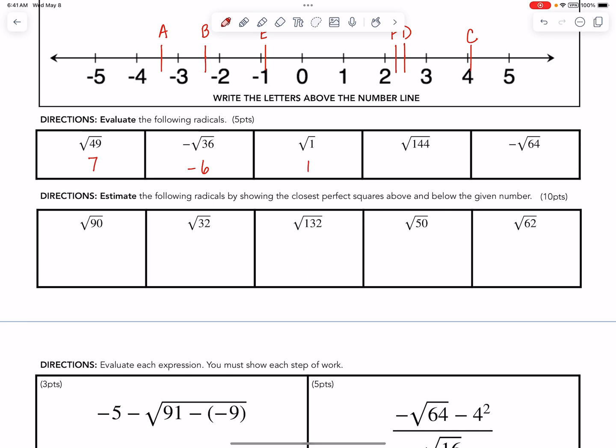What times what equals 1? Well, 1. What times what equals 144? 12. What times what equals 64? 8. And then make it negative. Don't forget those. Those are really important.